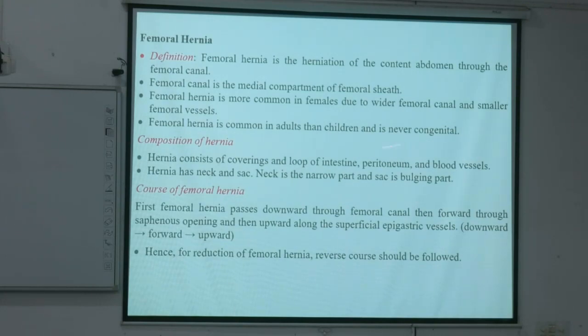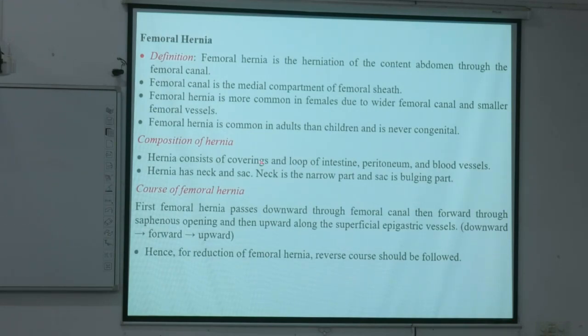Congenital hernia does not occur. For inguinal hernia there may be congenital hernia, but for femoral hernia, congenital hernia never occurs. So what is the composition? What structures can come as hernial contents?